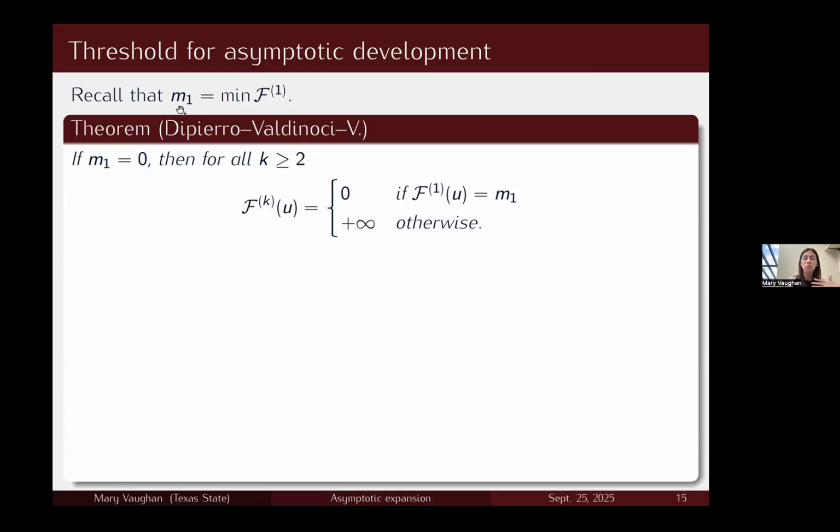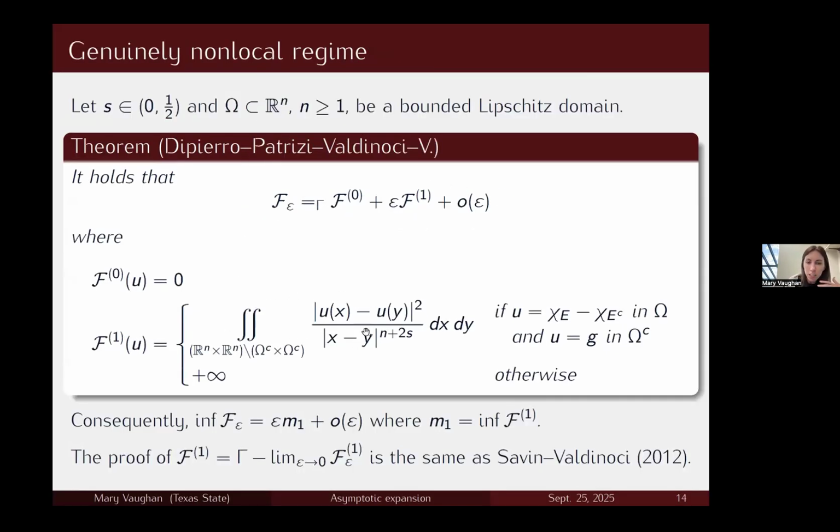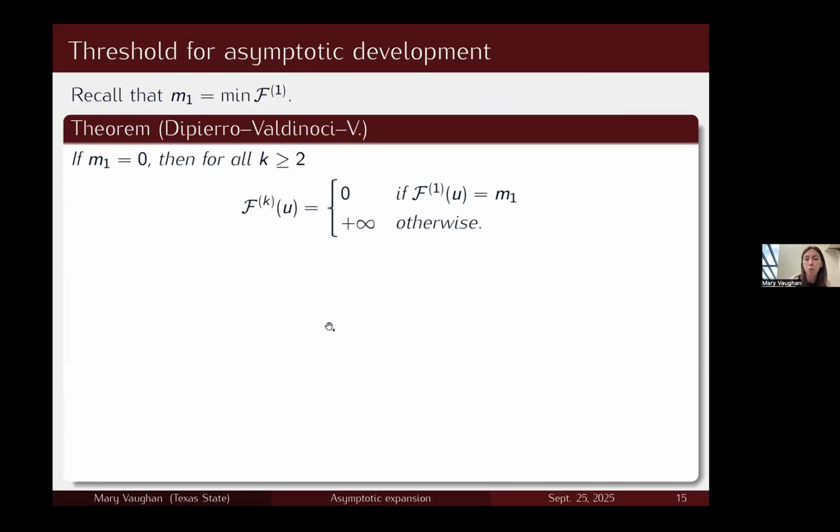So just notationally, remember M1 is the minimum of F1. So it's the minimum value of the non-local perimeter functional here. And if that value is equal to 0, then you have a full asymptotic expansion. I would call it the trivial case. You get that all the higher order terms are 0 if you're a minimizer of F1 and plus infinity otherwise.